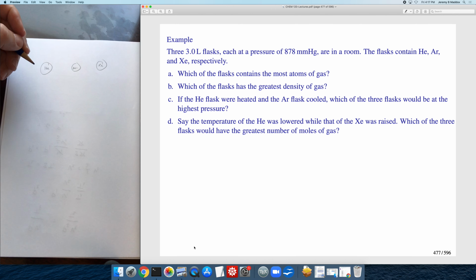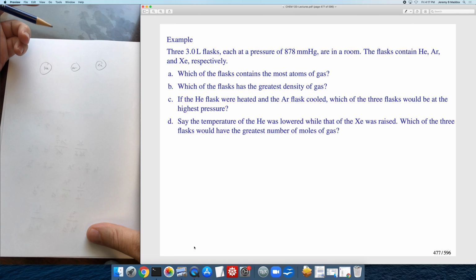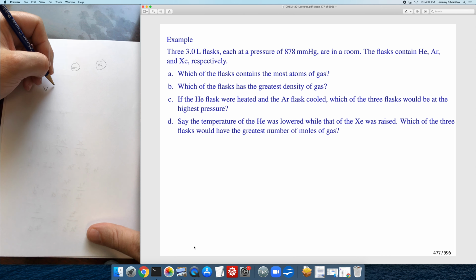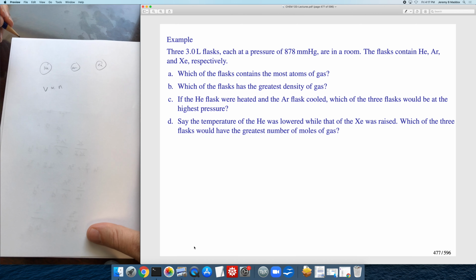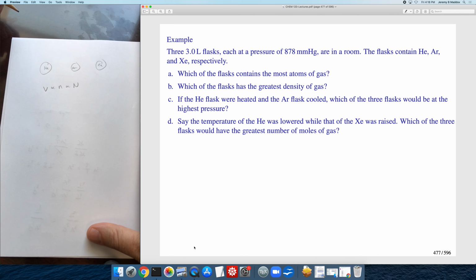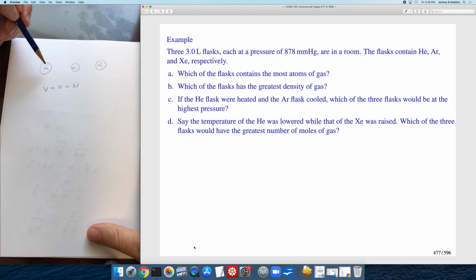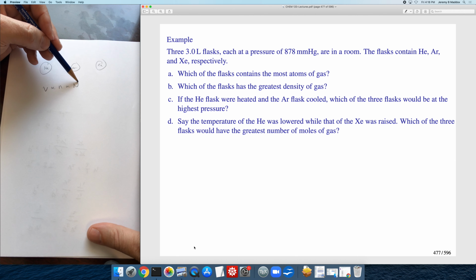It's a trick question. We are using Avogadro's law in this problem. Pressure and temperature are implied to be the same. Volume is proportional to the number of moles of gas, which is proportional to the number of atoms of gas. And so if each of the containers has the same pressure, temperature, and volume, then they each have the same number of moles, and they each have the same number of atoms. So part A is a trick question. None of the flasks have more atoms of gas than the other.